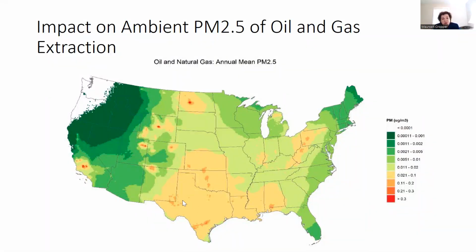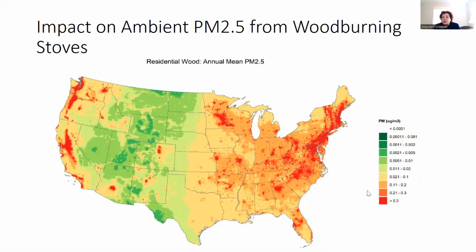In most places, you're getting much smaller impacts on annual average PM 2.5. The orange is between 0.1 and 0.2 micrograms per cubic meter. The yellow is actually under 1/10 of a microgram. The results are very different when you look at the impact of wood burning from residential wood stoves.